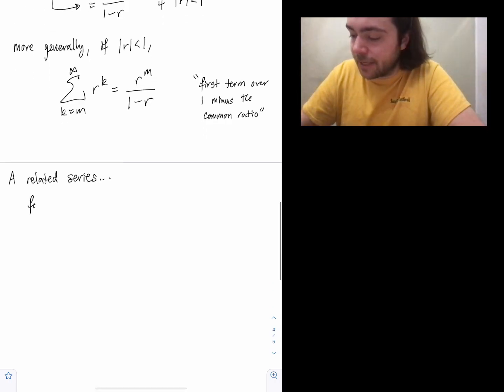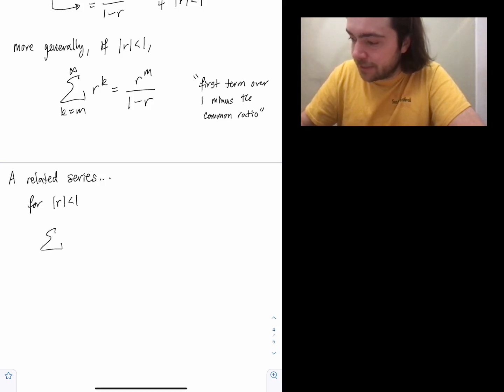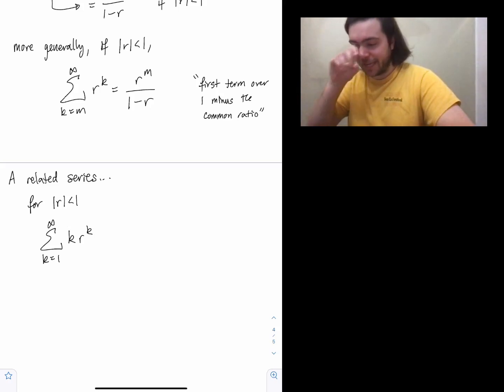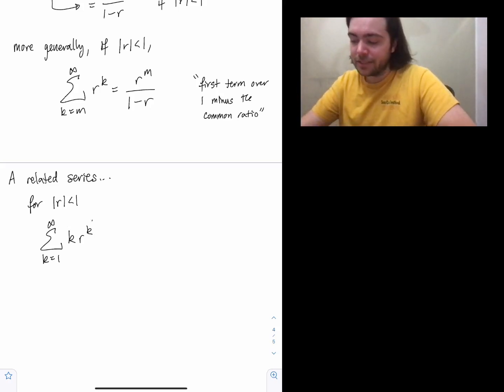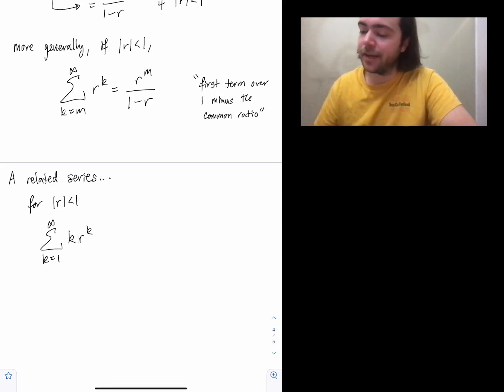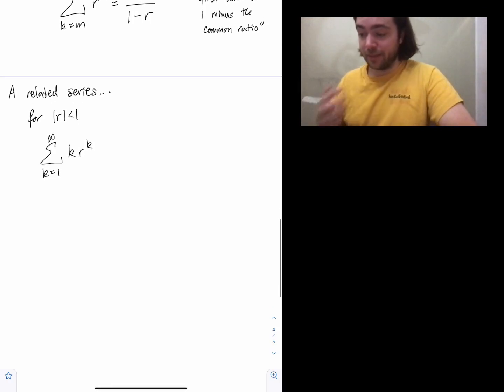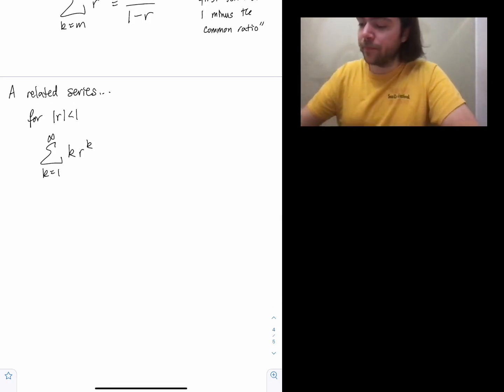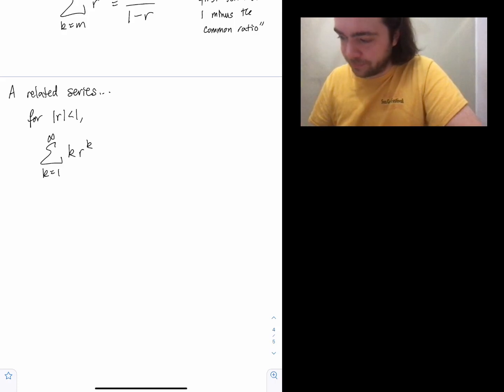And this is again as long as the magnitude of r is less than 1. What if we look at this series instead? It's not the geometric series, but it's related to it. We're going to have r to the k, but now each of those r to the k terms we're going to multiply by k. So this part is the same as before, but now we've stuck a k in there. Is there any way to figure out what this sum is using what we've already done?